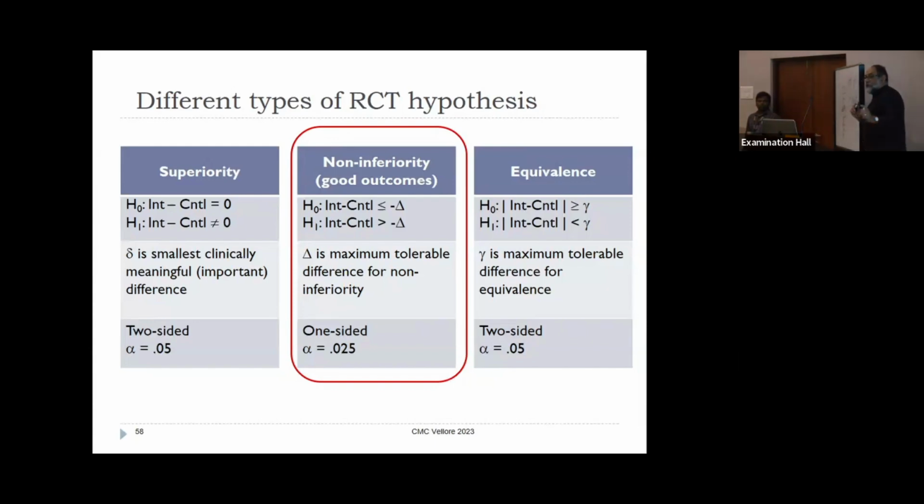This is the way to get that delta, by you yourself thinking what would make you happy if you see that. If you don't like to trust what makes you happy, ask your colleagues. What would make your colleagues happy? What would make the ICMR happy? What would make the FDA happy? What would make somebody happy? Don't ask the statistician to choose this, because it's not the statistician's job to decide what is a clinically important difference.